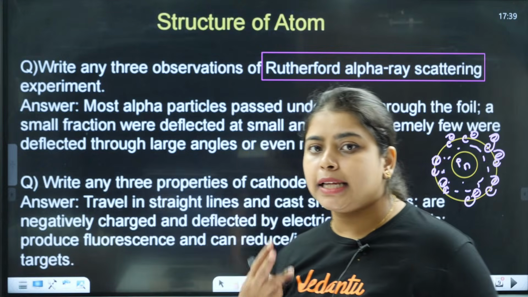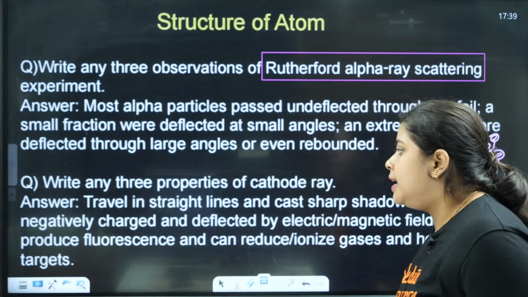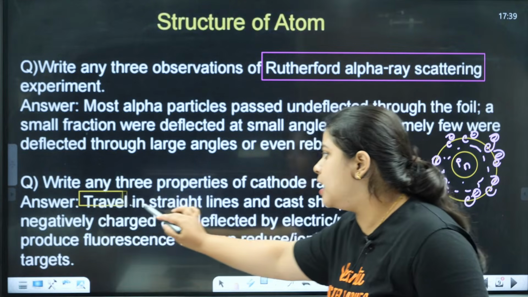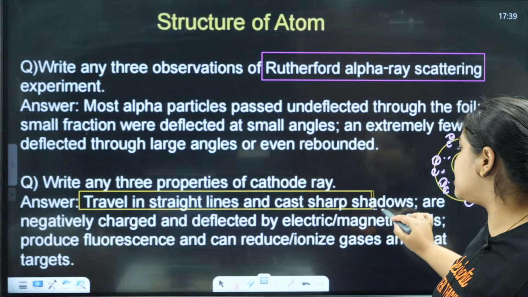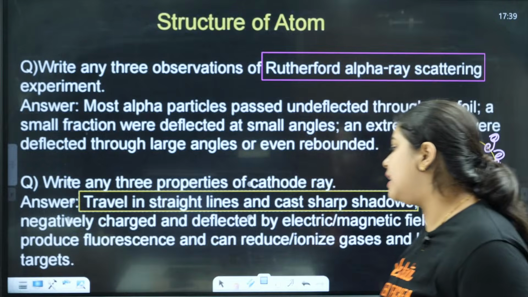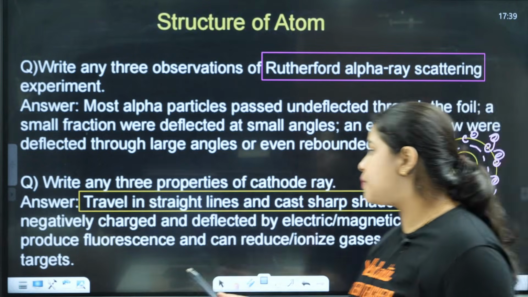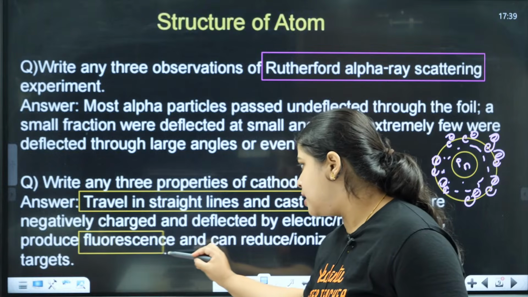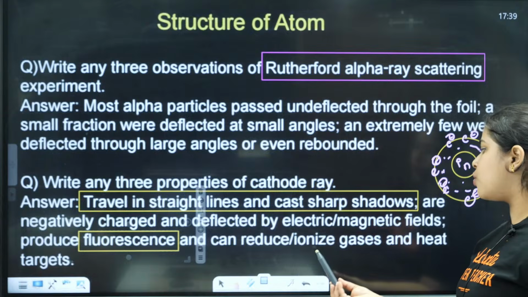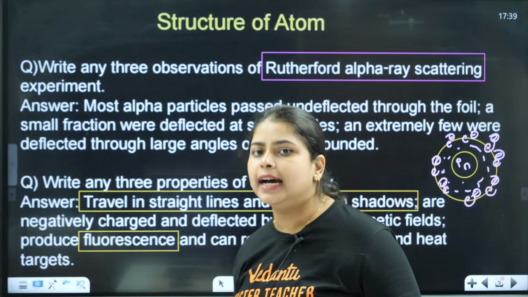Next question. Write any 3 properties of cathode ray. It travels in a straight line and casts sharp shadows, it is negatively charged and deflected by electric or magnetic fields, and it produces fluorescence. It can reduce or ionize gases and heat the targets.